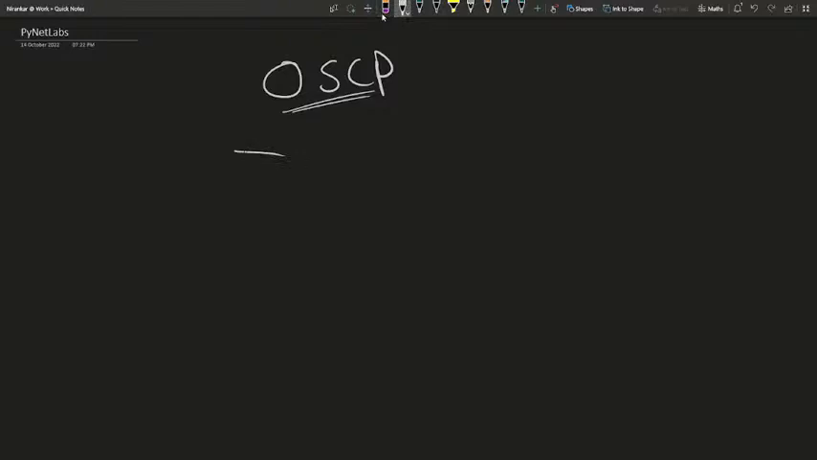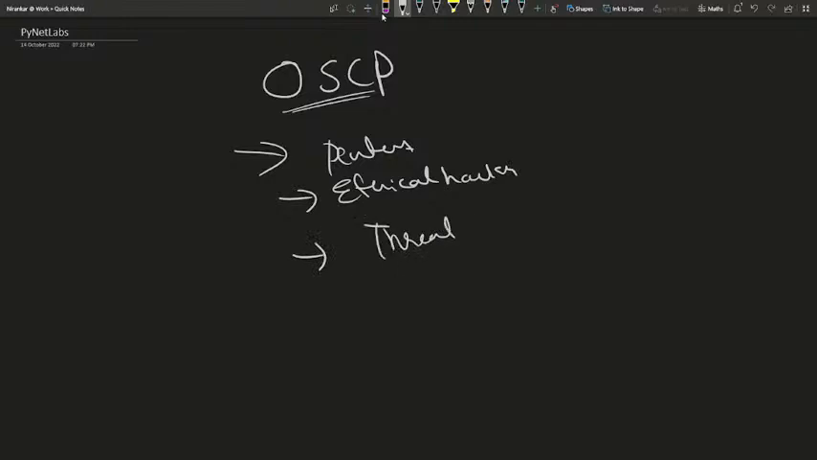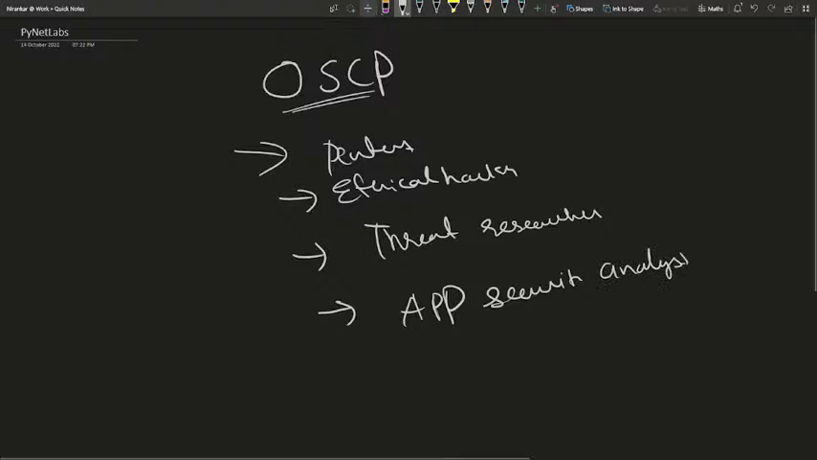After OSCP, you can be a penetration tester, an ethical hacker, a threat researcher, or an application security analyst. So, app security analyst. These are the terms which I explained.